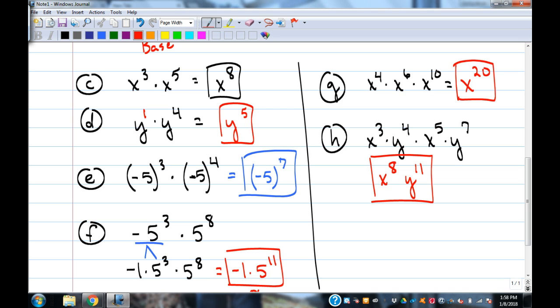And really, it doesn't matter which one you put first, but most of the time you're going to see them in alphabetical order at the end. X, then Y. That's the normal way of doing that. It doesn't necessarily have to be that way, but that's normally how they do it. Okay. So if there's more than one letter, still look for the same bases and put those together, just like you would like terms when you add and subtract pieces. All right. Pretty easy thing. Okay. So product of powers is multiplying, and you add the exponents. That's the rule.